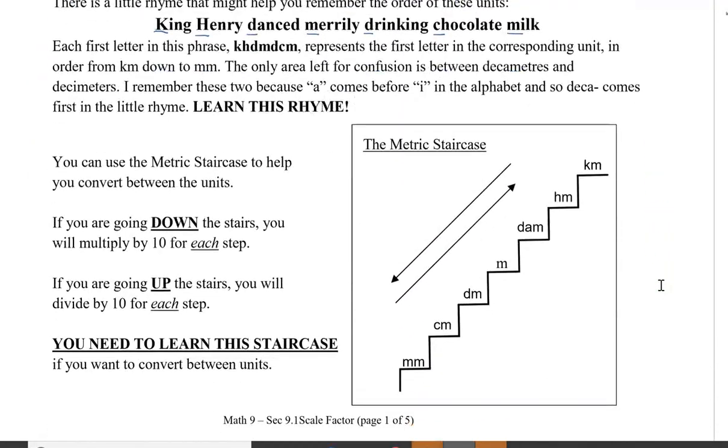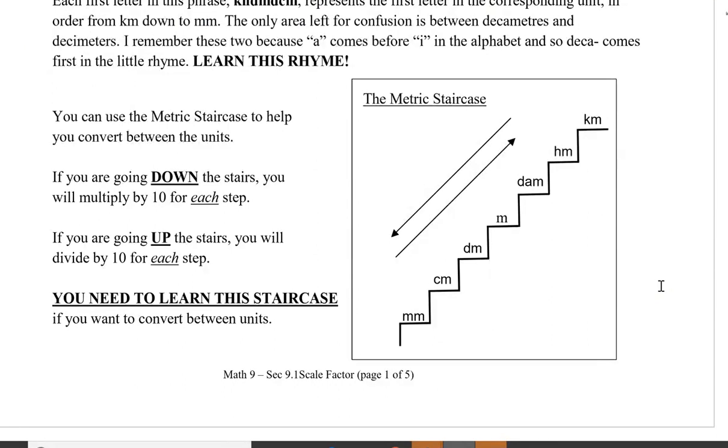I've also drawn a staircase to help you convert between the units. Kilometer is at the top and millimeter is at the bottom. When we go down the staircase, it's quick and easy: we times by 10. When we go up the staircase, it's a little harder work, so we divide by 10. If you use this staircase, you can convert easily between the different units. Let's take a look at some examples so we can see how this is done.